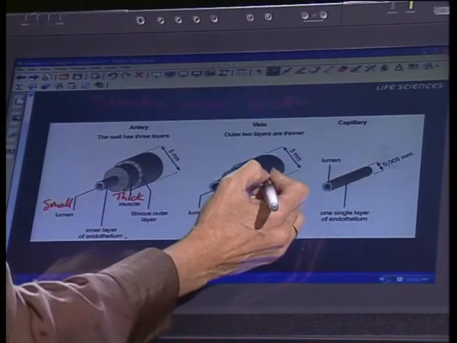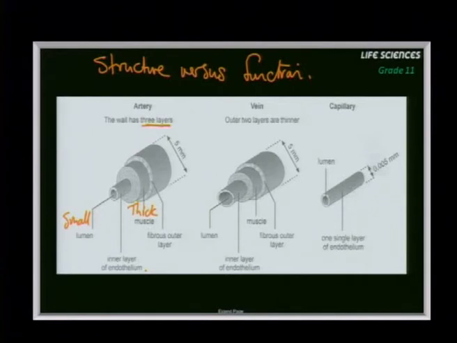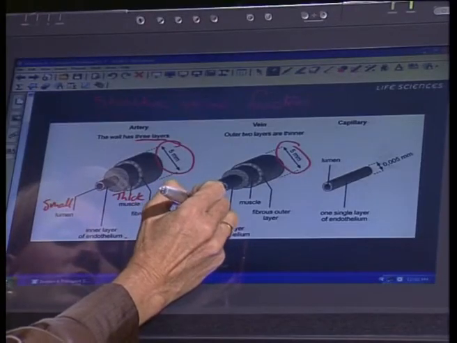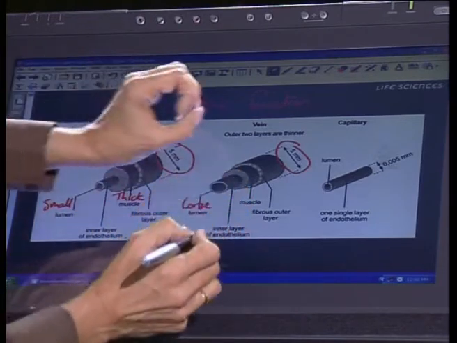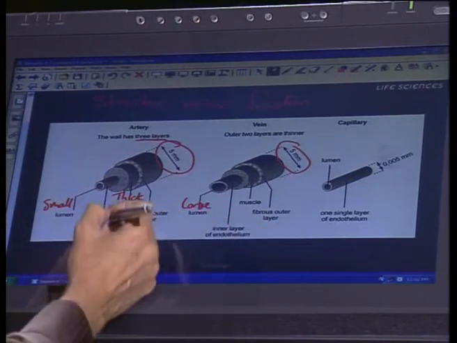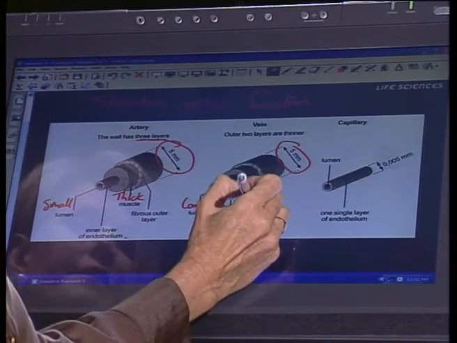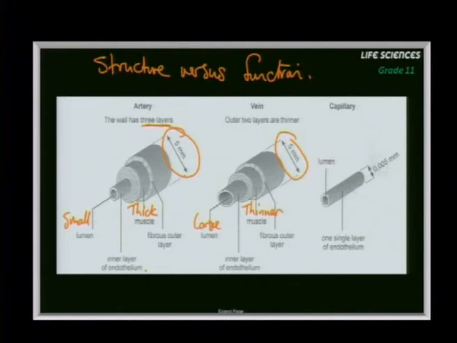For the vein, sorry, the artery's got 3 layers, whereas the vein has an outer 2 layers, which are thinner. So it also has the 3 layers. It is also 5 mils. So they are both 5 mils in diameter. But look at this. The lumen is large. It's got a large lumen, that middle cavity is large. It's got the layer of endothelium, the same as the artery. The muscle here is thinner in comparison to the artery, and it has the fibrous outer layer.